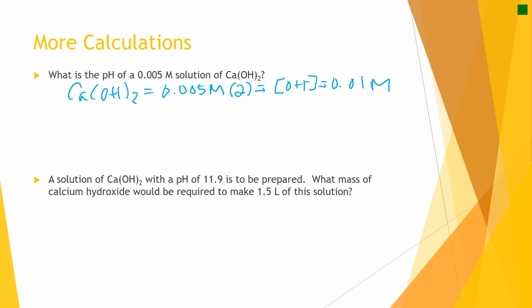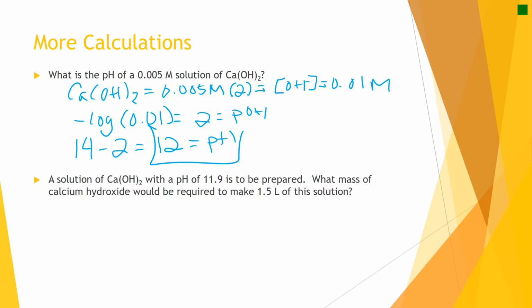Okay, now I'm going to take the negative log of that, and what I'm going to solve for is my pOH. So I'm going to take the negative log of my OH minus concentration and press enter, and I get my pOH, which is equal to 2. To solve for my pH, I'm going to take 14 minus my pOH, and I get my pH, which is equal to 12. All right, the next one.